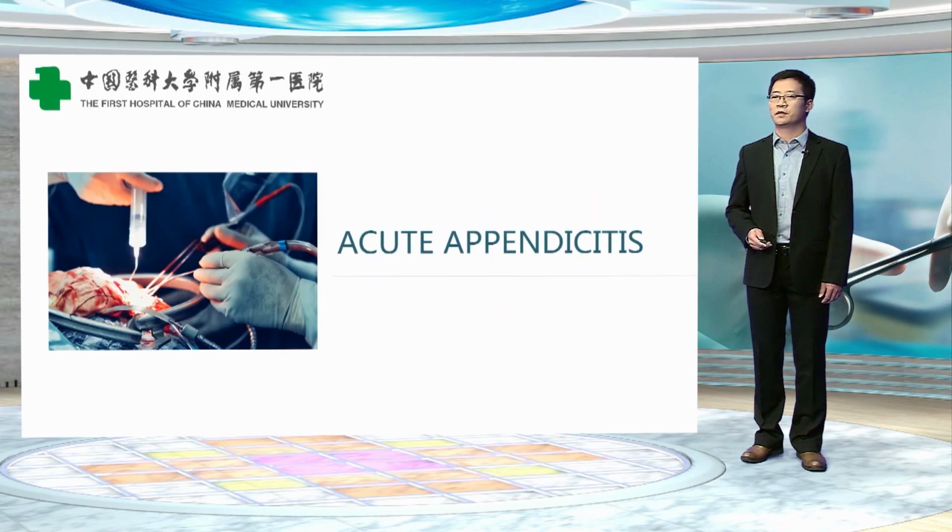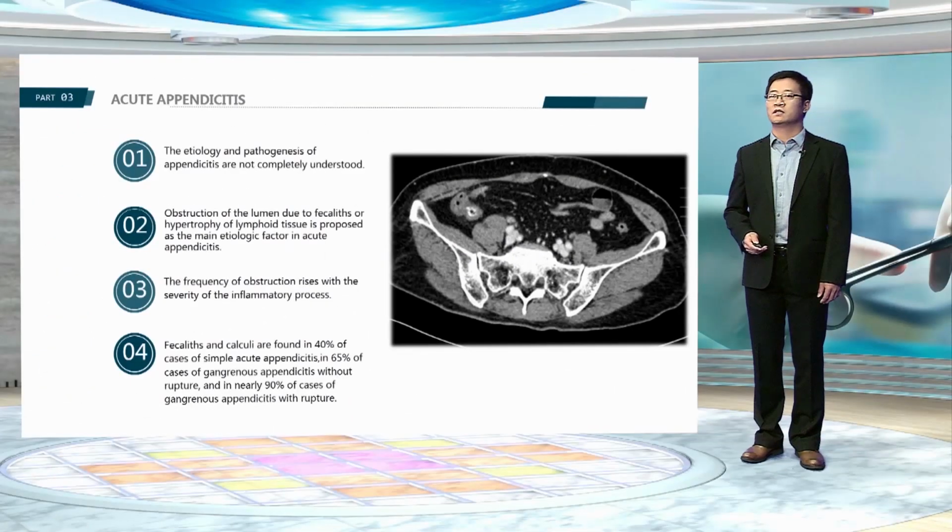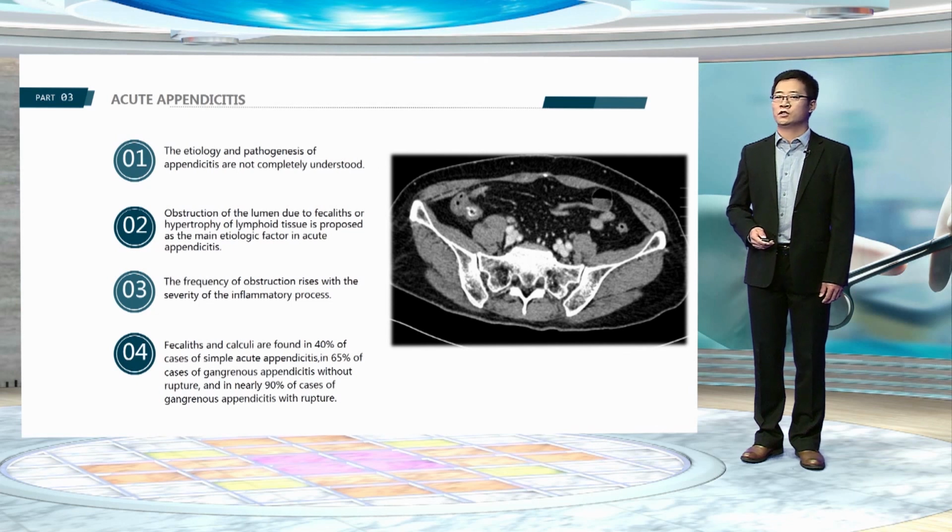We will talk about acute appendicitis, starting with the etiology. The etiology and the pathogenesis of appendicitis are not completely understood. While obstruction of the lumen due to phygolith or hypertrophy of lymphoid tissue is proposed as the main etiologic factor in acute appendicitis, the frequency of obstruction rises with severity of the inflammatory process.